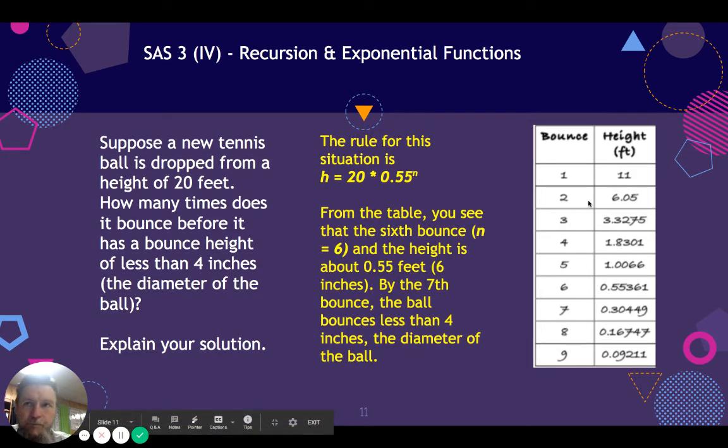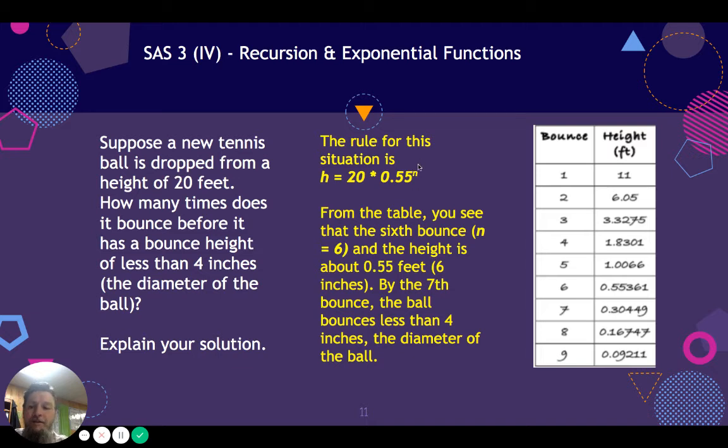So 11 feet is the first bounce, 6.05, 3.3, 1.8, 1.0. We don't get down to 4 inches until it's 0.25 or less. 0.25. Is that right? 0.25 feet. Yeah, because this is in feet. No, that's 3 inches. 4 inches is 1/3, so it has to be less than 0.33. So the 7th bounce is less than 4 inches.